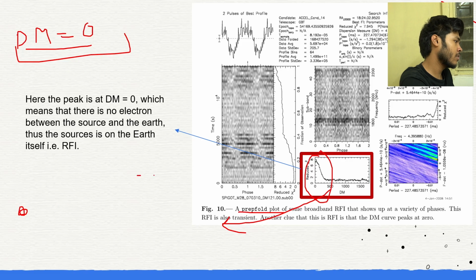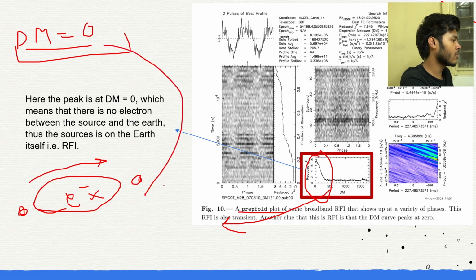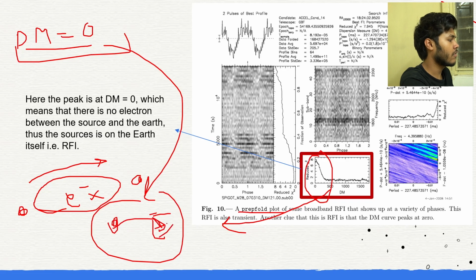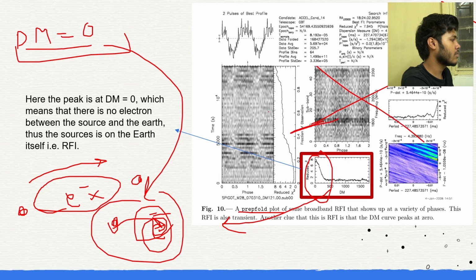This is the source, this is Earth, and this is the space. It means that there is no electron here, or the signal hasn't encountered any electrons. This is only possible if the source is on the Earth itself, which is noise. So this is not the data of a pulsar, it is just noise.